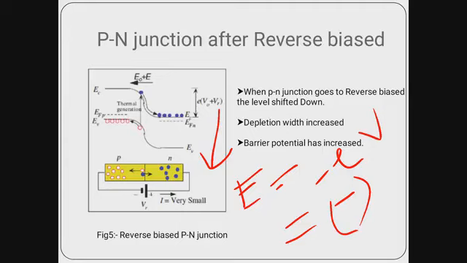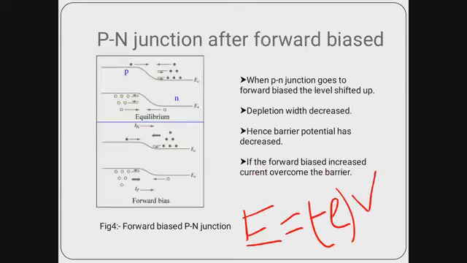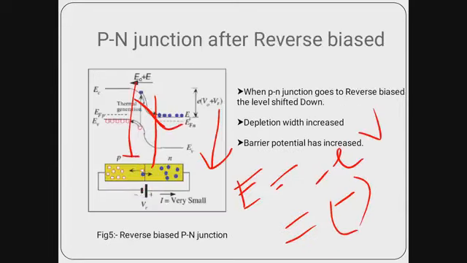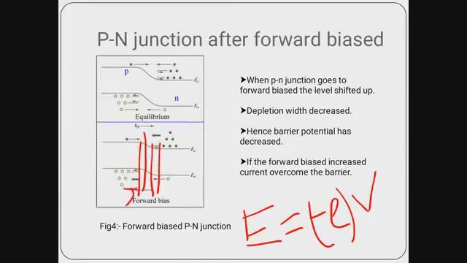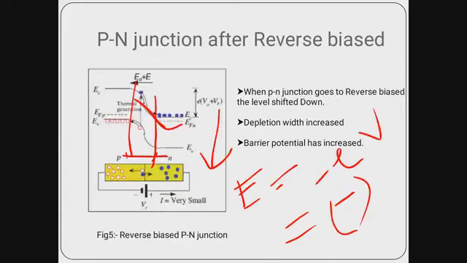And hence what will happen? The barrier potential is increased, the slope is increased, and the width of the layer is also increased as compared to this previous one. Here the width is very small if we compare these two structures. If we compare this structure, here width is much more, the width of the depletion layer is much more as compared to this one. So we are getting small amount of current in reverse biased situations.